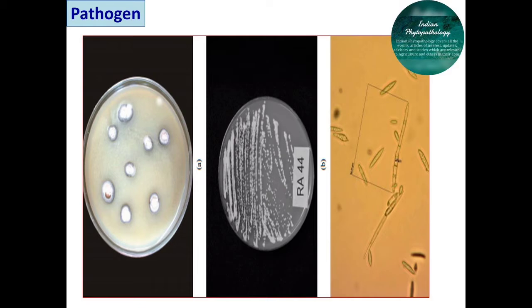And if you see the disease cycle, you can find that the primary infection of this areolate mildew is through conidia from infected plant debris, and secondary infection is through wind-borne or rain-borne splashes or irrigation water or infected tools and implements. So this is all about the disease cycle of this grey mildew.